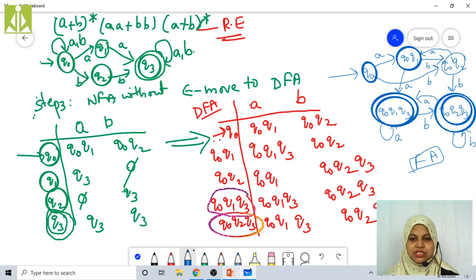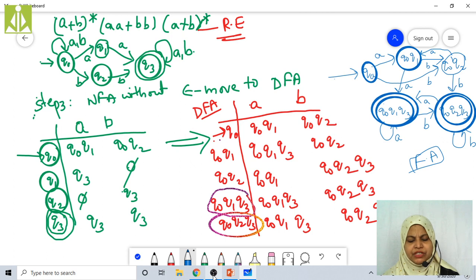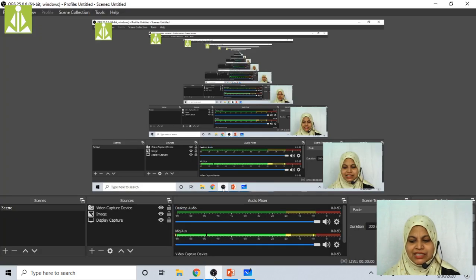This is a 10-mark question, and a very important one. With this, I conclude this topic. In the next session, we are going to start a new topic, or else solve one more problem. Thank you.